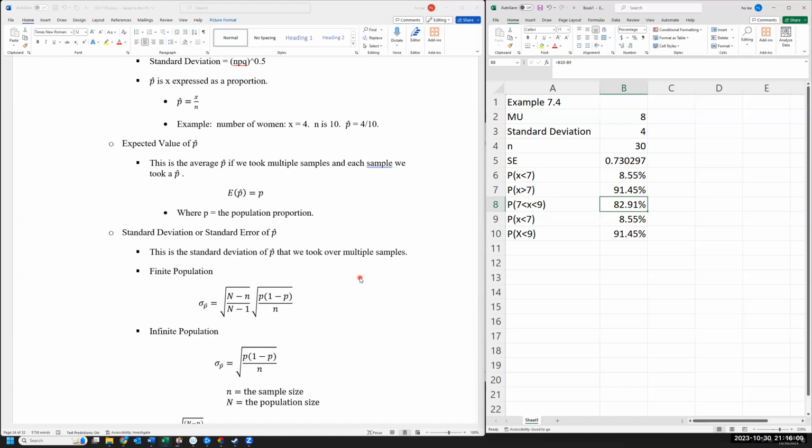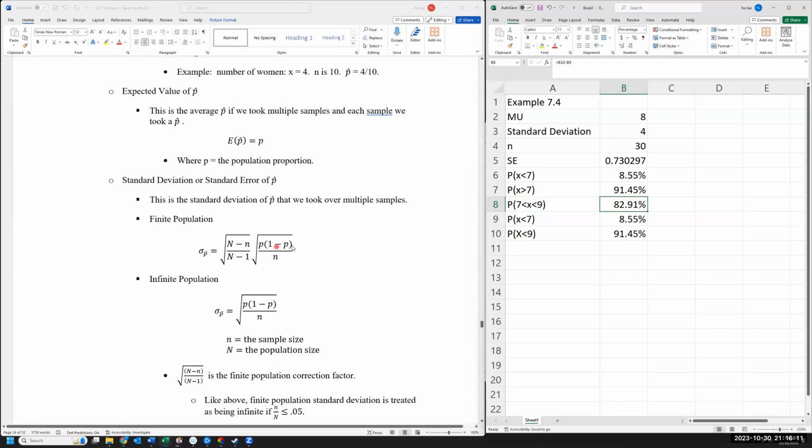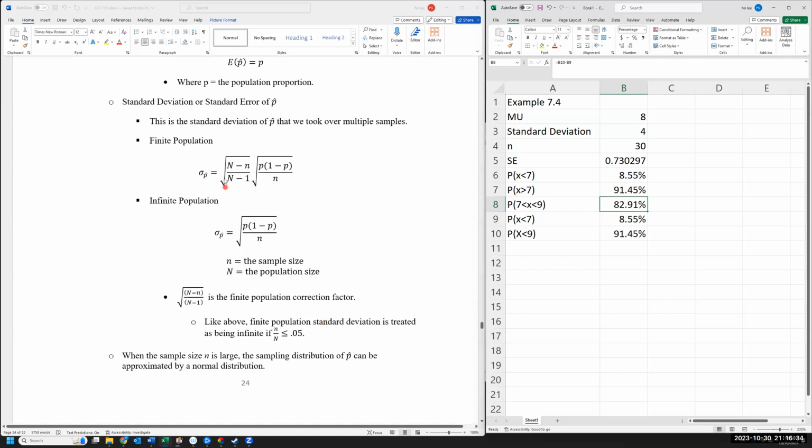For a finite population, it's the square root of P times 1 minus P, or Q, P times Q divided by n, times this normalization or correction factor, the finite population correction factor. For the infinite population, you don't need this finite population correction factor. Again, we needed this for unbiasedness and in the application of the central limit theorem.